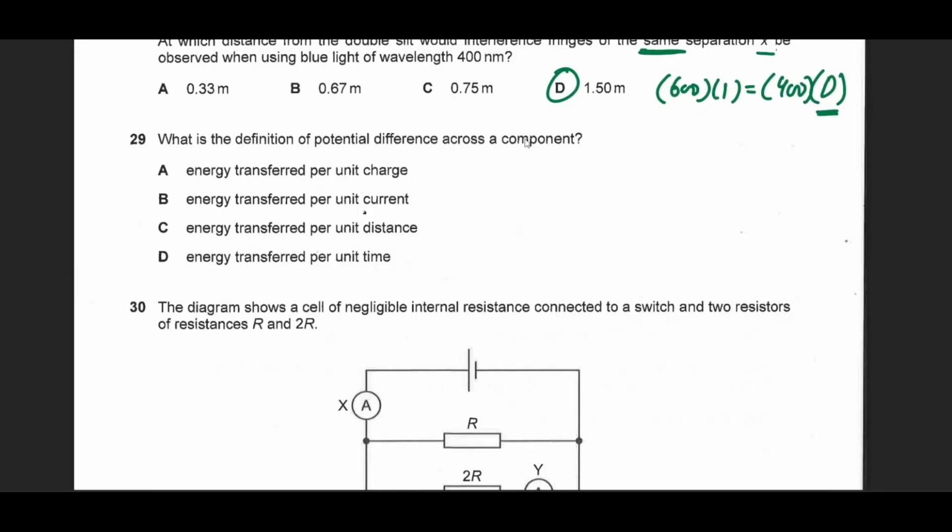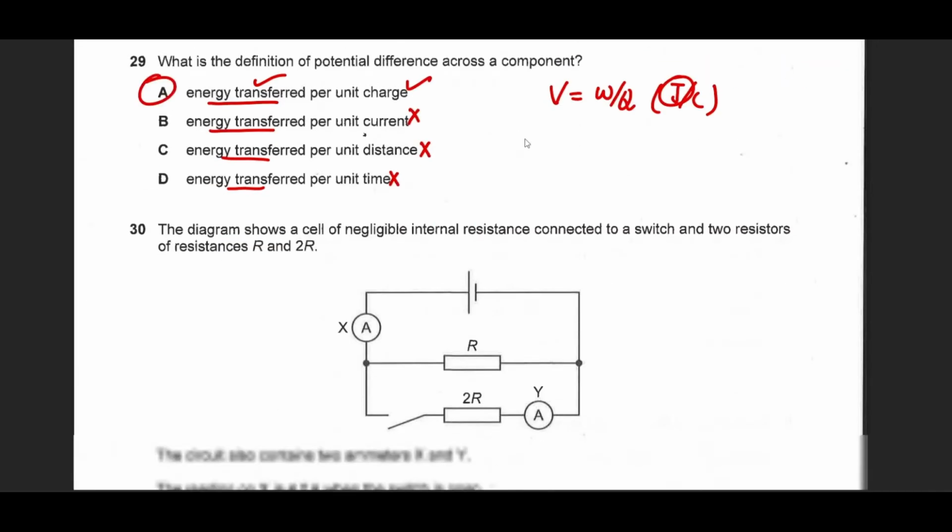Question number 29 is again a fact-based question. He says potential difference. What is the definition for that? So that is voltage, equal to work done by charge, which is joules per coulomb. So it is energy transferred. Yes, the first statement is right because it is joules per unit charge. Per unit current, no. Distance, no. Time, no. Option A is the right answer.